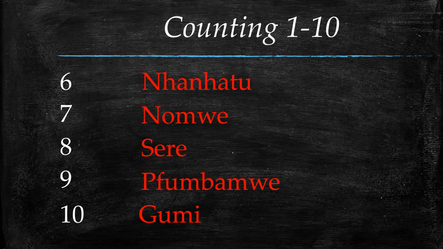7 is nomwe, nomwe. 8 is sere, sere. 9 is pfumbamwe, pfumbamwe. Quite a long word there. Pfumbamwe. Okay, and then number 10 is gumi, gumi.